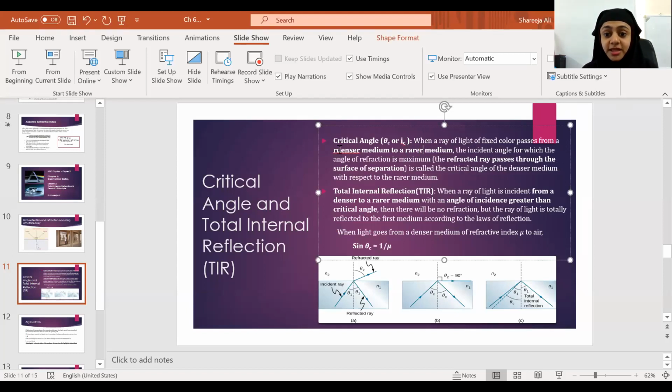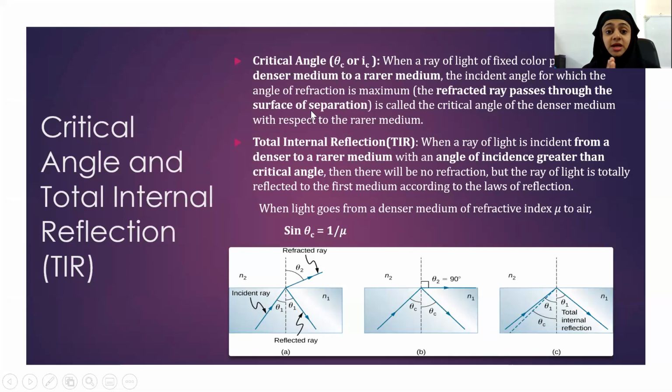Rarer medium, then the angle of incidence for which the angle of refraction is maximum. The maximum possible angle of refraction is 90 degrees. That is, the incident angle for which the refracted ray passes along the surface of separation is called the critical angle. So what is the condition for critical angle? It should pass from a denser medium to a rarer medium, as you can see here. And it is fixed for a fixed color. So for different colors, the critical angle also will be different.